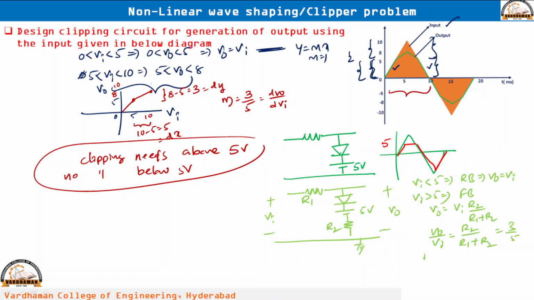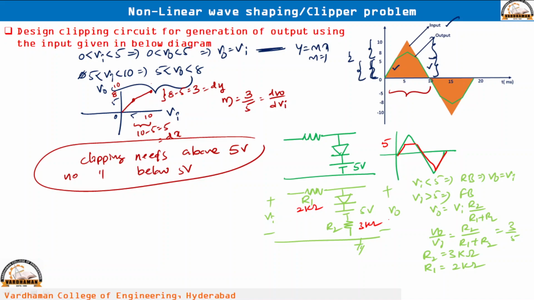That means we can design, we can take the value of R2 equal to 3 kilo ohm for example, and to satisfy this ratio R2 by R1 plus R2 equal to 3 by 5, R1 must be equal to 2 kilo ohms. R1 is 2, R2 is 3, then we are able to satisfy this particular thing. This is called design. When you obtain the element values in the circuit, that is called design. So R1 is 2 kilo ohm and R2 is 3 kilo ohm, like this we will get.